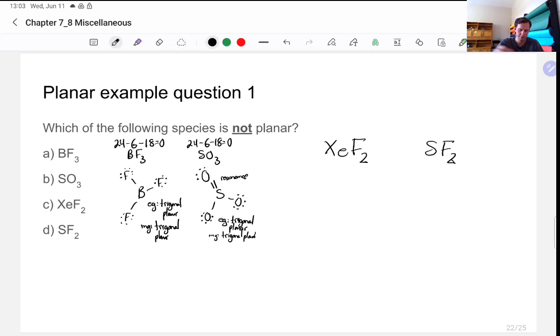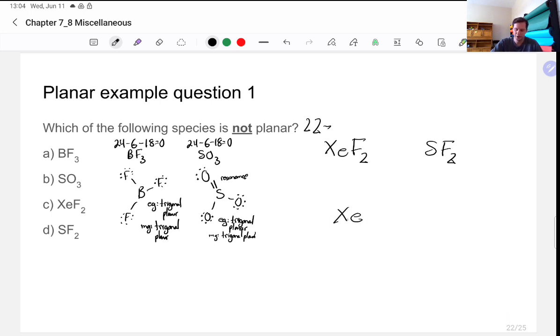Okay, so let's look at these two. So xenon XeF2, I actually don't know how you say it. Xenon fluoride? No, maybe? Anyways, it doesn't really matter how you pronounce it. So we have 22 electrons there, 2 times 7 plus 8.